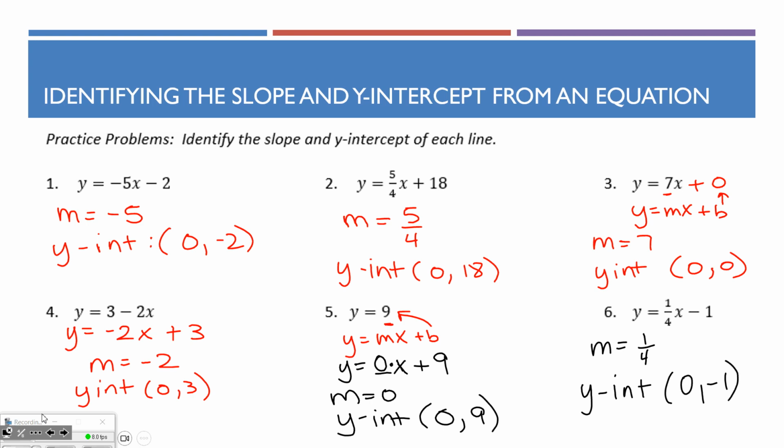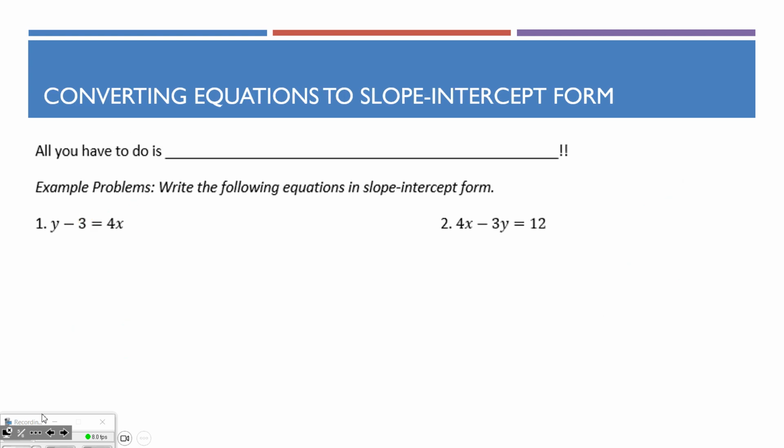Okay, now that we can take an equation that is in slope-intercept form and pull out the information we need, which is the slope and the y-intercept, let's talk about what happens if I have equations that aren't in slope-intercept form. How do I identify the slope and the y-intercept? Well, to convert them to slope-intercept form, I want it to look like this, y equals mx plus b. So I have to get the y by itself. I have to solve for y. So we're going to take these equations and get y by itself.